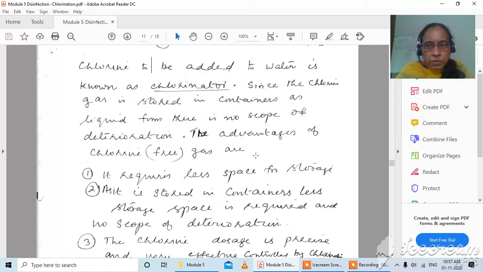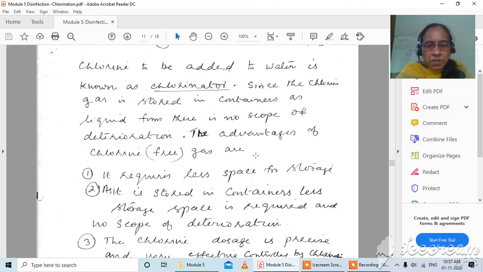Since the chlorine gas is stored in containers under pressure, it is in the form of liquid only. So you can see the chlorine cylinders, just like our cooking gas cylinder, we are keeping under pressure, and it is in the liquid form when it is stored under pressure.